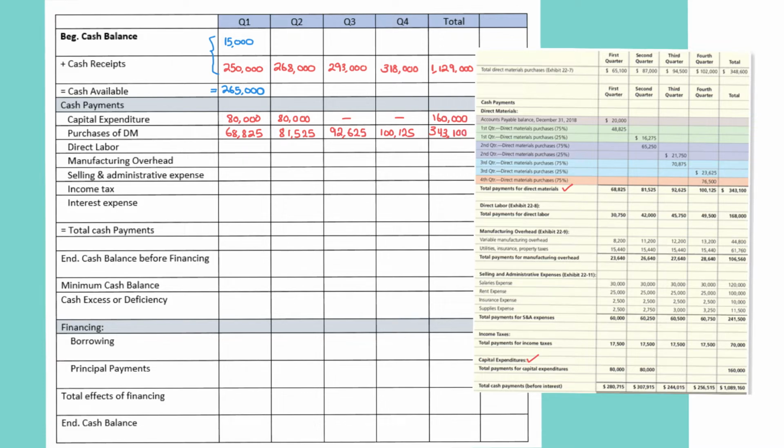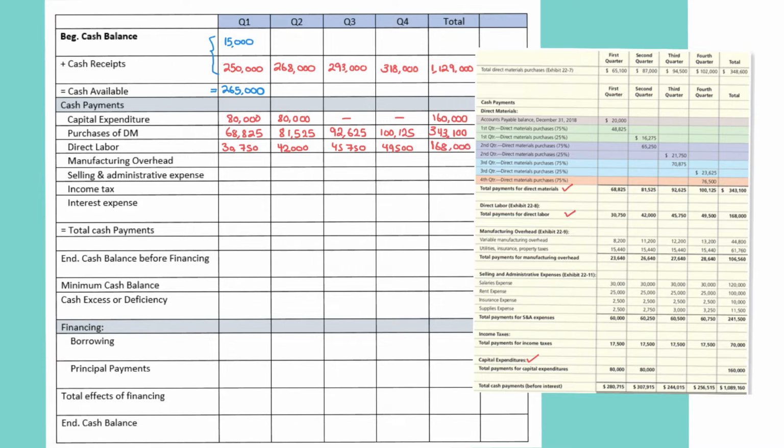Now direct labor payments, it's here. It's going to be 30,750 in quarter 1, 42,000 in quarter 2, 45,750 in quarter 3, 49,500 in quarter 4, and the total will be 168,000.